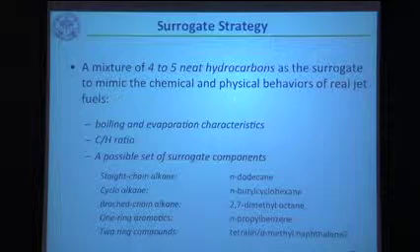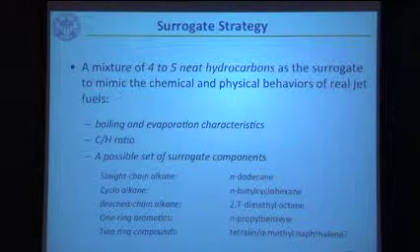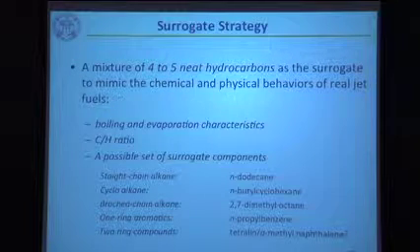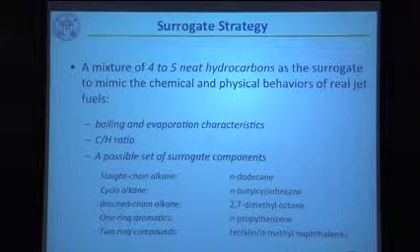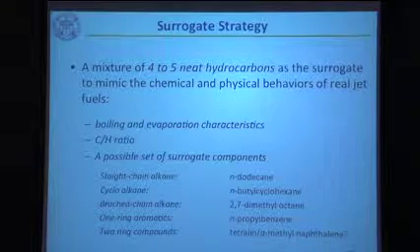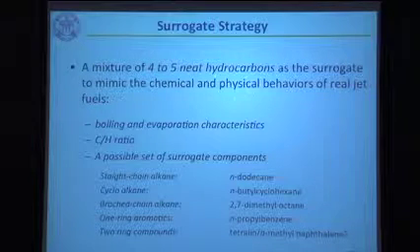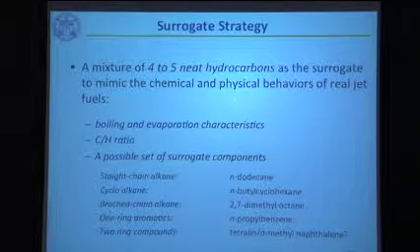And you can define a matrix of what you want to match. At the first physical level, you want to match the boiling points, for example. You want to match the distillation curve, and so on. At a chemical level, of course, you want to match the ignition, heat release, and so on. All right.